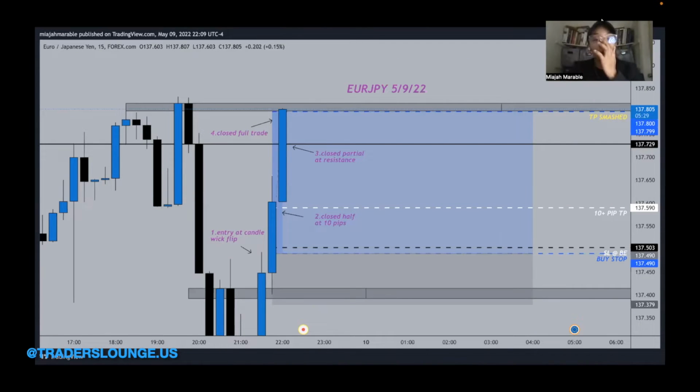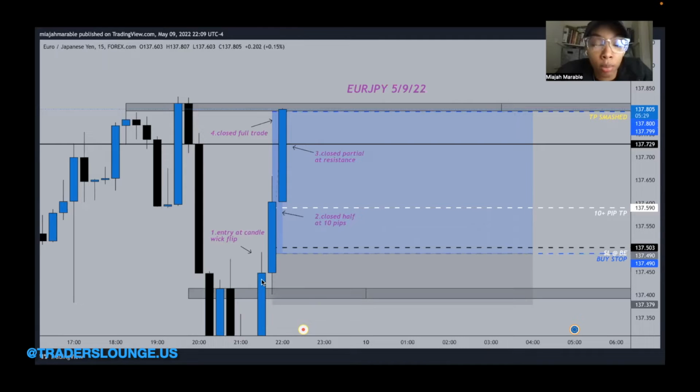So I took this trade on May 9th, which I believe was on Monday. This is on EJ, 15-minute, as you can see right up here. I trade the same way I've been trading every week. Nothing has changed. I've been consistent with doing the same thing.